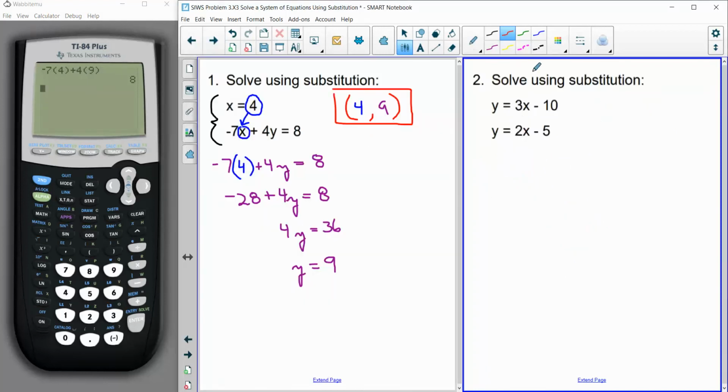All right, substitution here. So y is equal to 3x minus 10. Y is also equal to 2x minus 5. This one might be a little bit easier to graph. Maybe we'll check our answer through a graphing method, but I'm going to use substitution. This is y. So that means I can replace y with that value. So that's what I'm going to do. I'm going to say 3x minus 10 equals 2x minus 5.